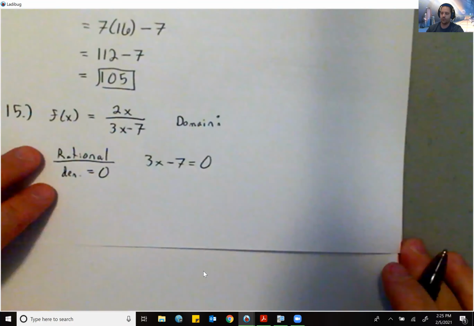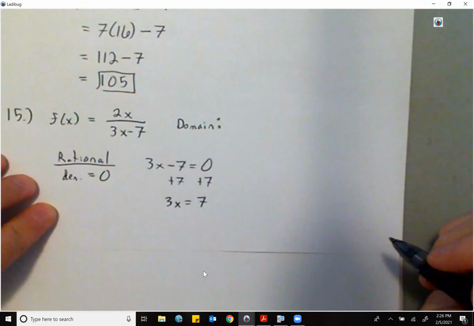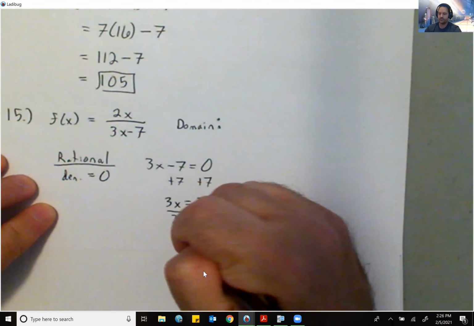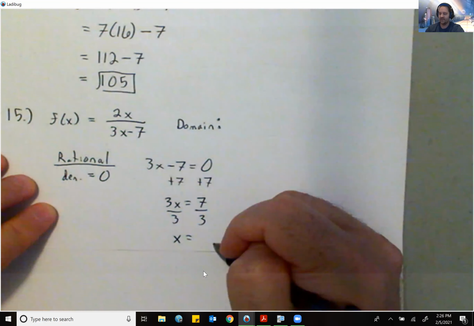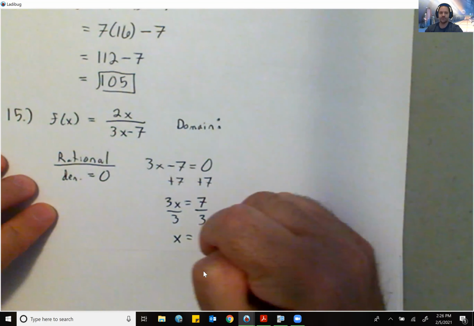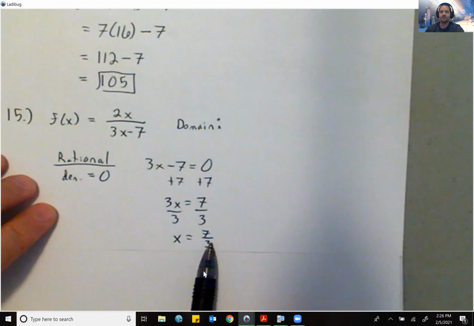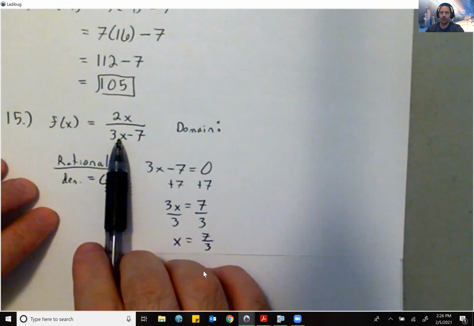What do we do? Plus 7. That gives us 3x equal to 7. Now what? Divide by 3. X is equal to 7/3. This is the number that makes my calculator say error.